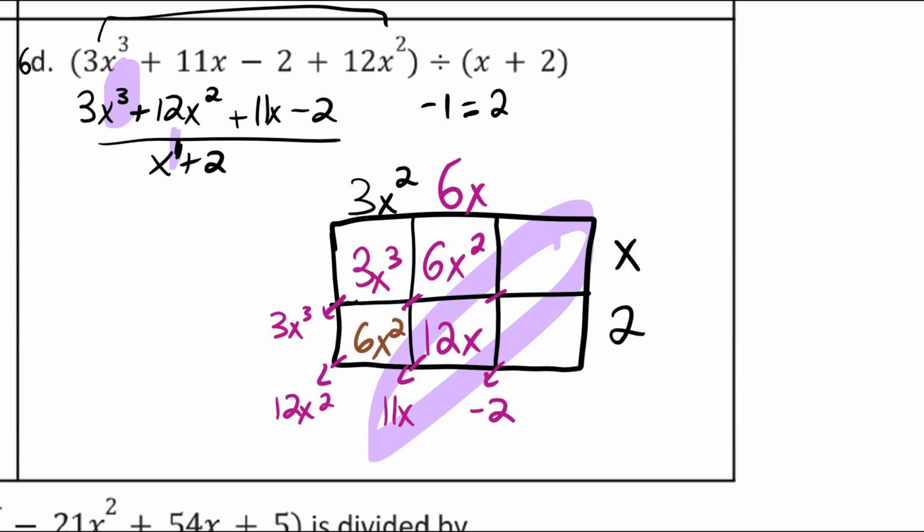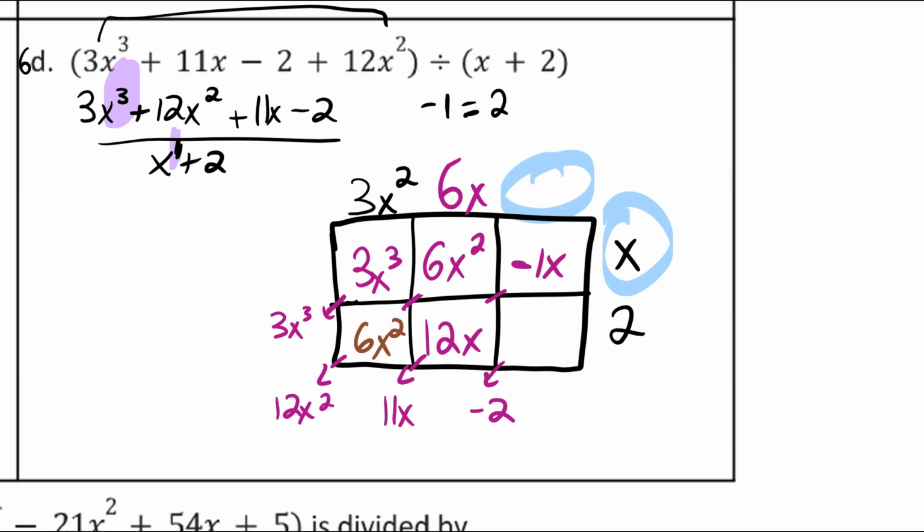Again, I look at my diagonal now. I want the whole thing to add up to 11x, but I've already got 12x's accounted for, so I've got one too many. So I would need to have a negative 1x there, or just negative x, so that 12x plus negative 1x is 11x. Then I ask myself, what do I multiply x by to get negative 1x? That would just have to be negative 1.